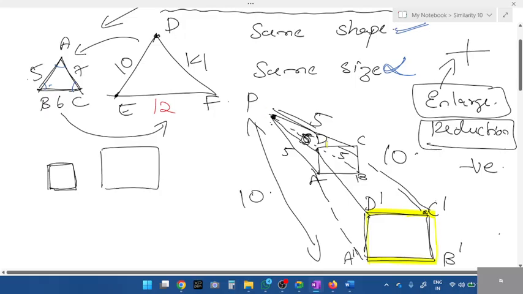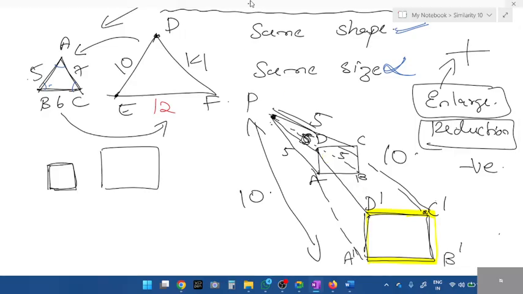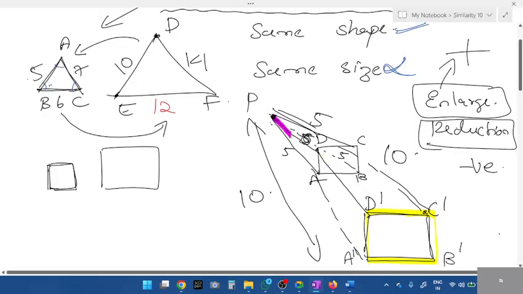Look here. From point P to D, 5 centimeters. I'll just double it. I'll take 10 centimeters from point P and draw a straight line. Look at the pink line. Then in the same way, from point P to A, it is 5 centimeters. So from point P, I'll take 10 centimeters and draw PA dash. In the same way, if I connect, I get this yellow diagram, students.